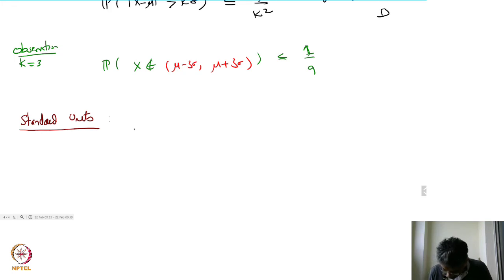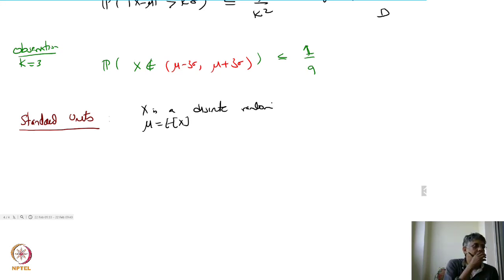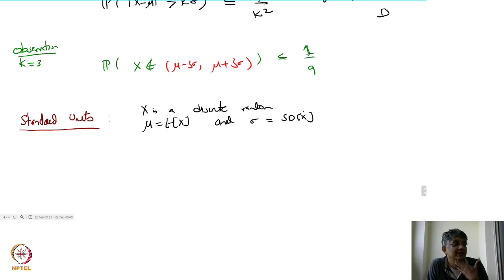So if mu is E of x, where x is a discrete random variable, mu is E of x and sigma is the standard deviation of x. So there are two quantities. Already we have seen that the chance of finding x outside mu minus 3 sigma and mu plus 3 sigma is at most 1/9, right? So it's kind of standardization. Instead of standard units, let me call it standardization.